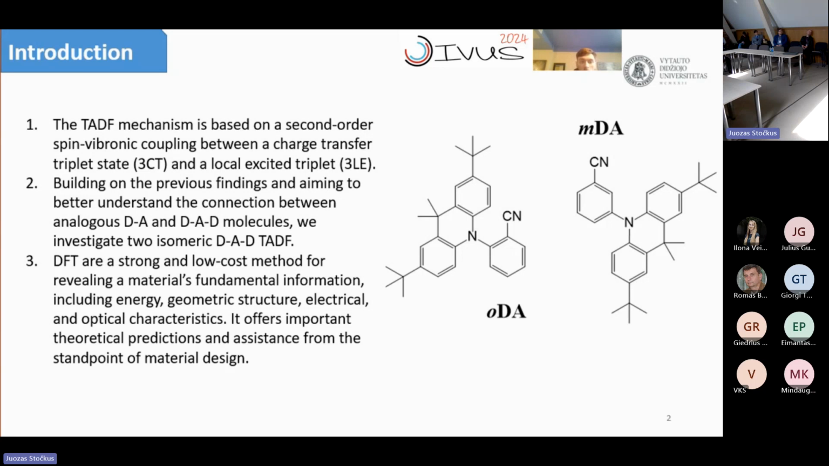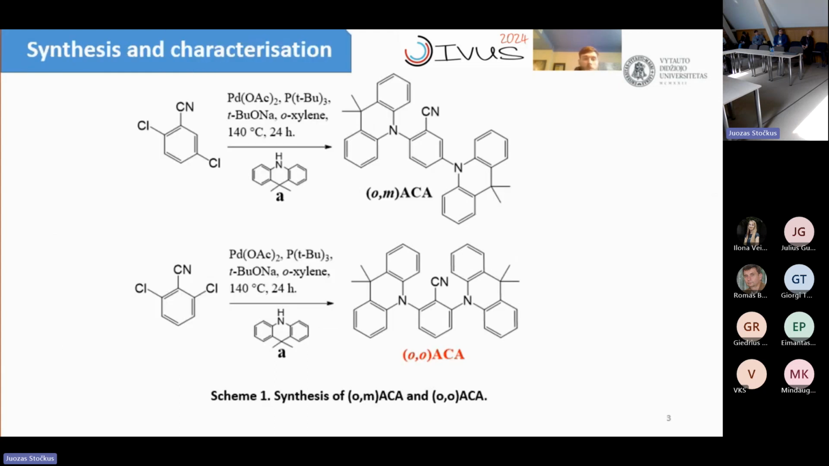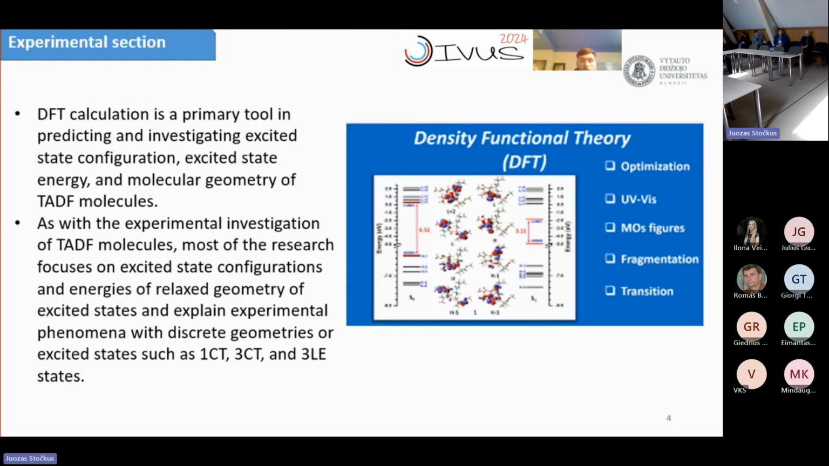Using a combination of experimental and theoretical methods, it was demonstrated that electronic interaction between the donating moieties, modulated by the relative position of each, alters the free LE energy and thus also delta EST and TADF performance. The two isomers OMACA and OOACA were synthesized by the procedures shown in scheme 1.